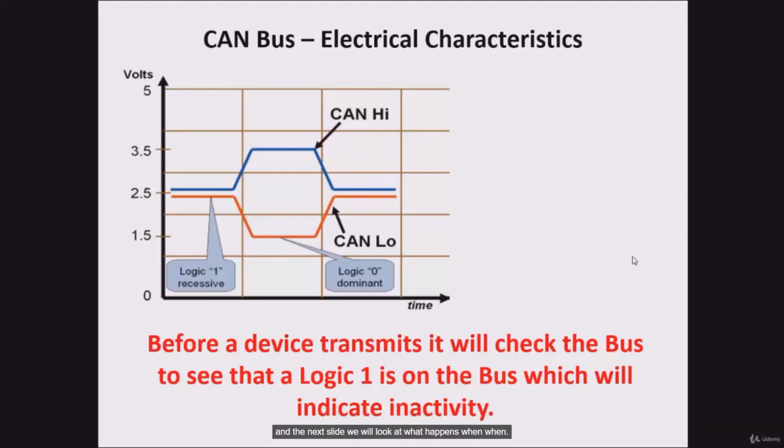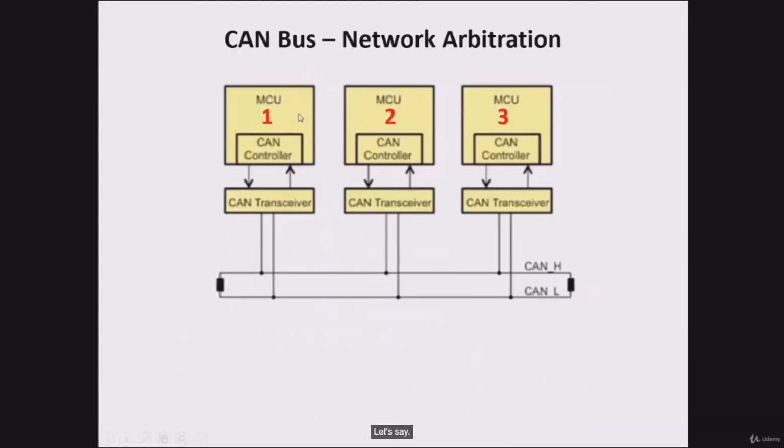In the next slide, we will look at what happens when let's say this one checks the bus and says inactivity, and this one checks the bus and says inactivity at the same time, and then they decide to simultaneously transmit their messages. That's where the priority of our identifier field comes in and network arbitration takes place.